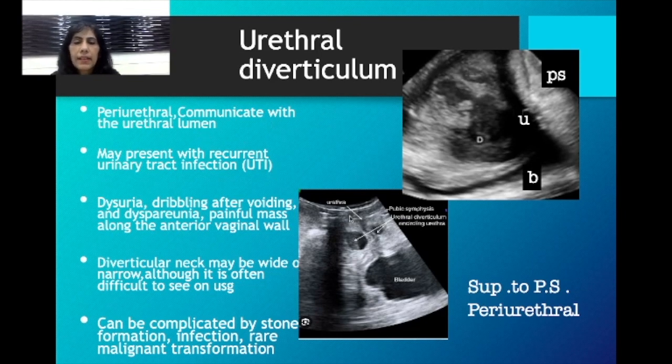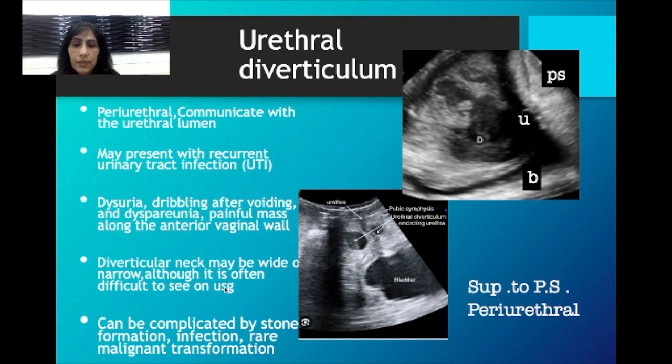Obviously, since they are forming pouches, the urine can collect in them and that can lead to UTI. It can also lead to dysuria, dribbling after voiding, and dyspareunia. This is the triad with which urethral diverticulum patients usually come. The 3 Ds: dysuria, dribbling, dyspareunia. There may be a painful mass along the anterior vaginal wall. The diverticular neck may be wide or narrow.